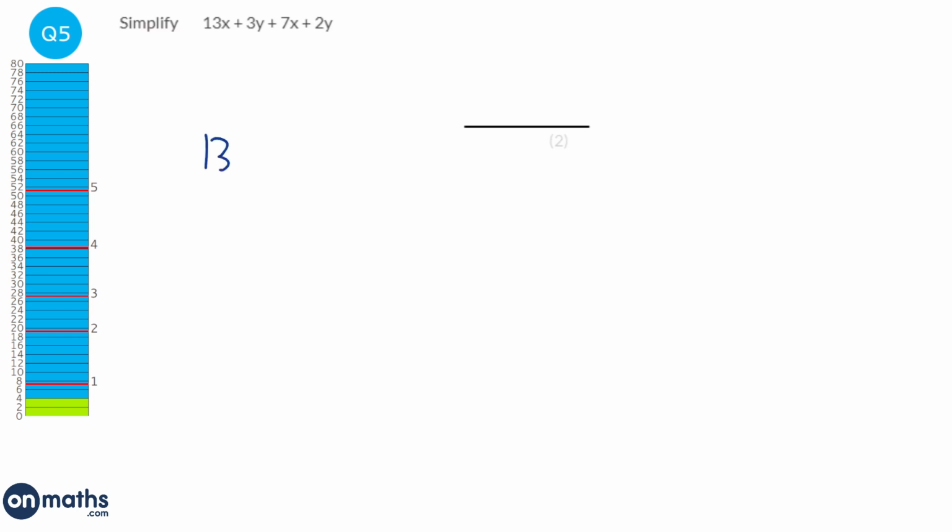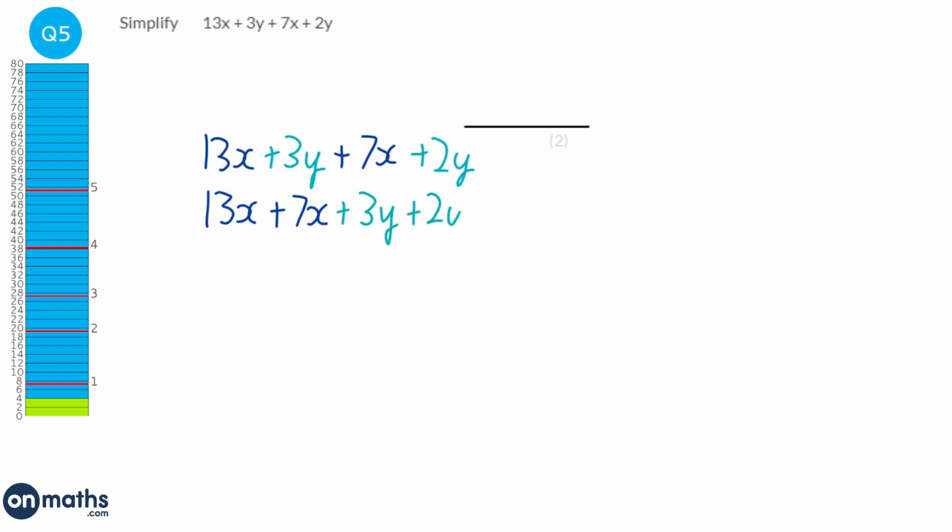When collecting terms, you've got to collect like terms. So we've got 13x, we've got a 3y. Now they're not like terms, but the 13x is a like term to the 7x, they're both x's, and the 3y is a like term to the 2y. So let's put the x's together, 13 lots of x plus 7 lots of x, and let's put the y's together, 3 lots of y plus 2 lots of y. So altogether we've got 13 lots of x plus 7 lots of x, well that's going to be 20 lots of x. And for the y's we've got 3 lots of y plus 2 lots of y, that's going to be 5 lots of y. So our answer is 20x plus 5y.